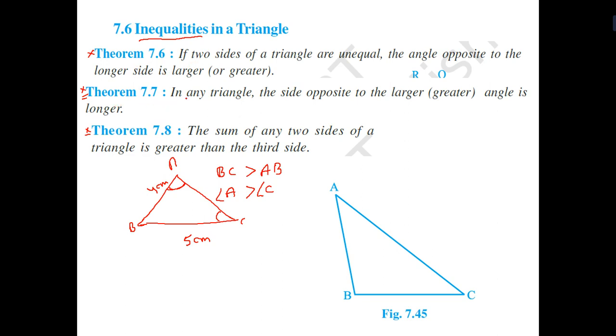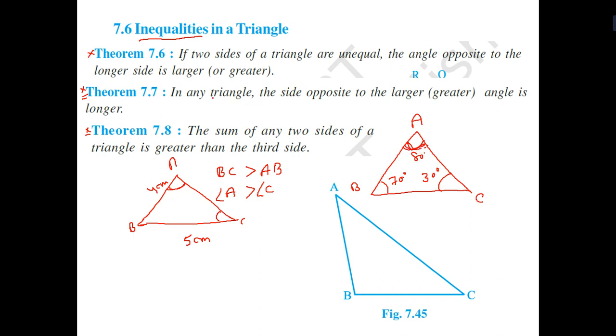Theorem 7.7. In any triangle, side opposite to the larger angle is longer. In any triangle, now we do one more triangle. Side opposite to the larger or greater angle is always longer. So if I take a 90-degree right angle, or if I take 80 degrees, here it is 70 and here it is 30 degrees. So that type of triangle is here.